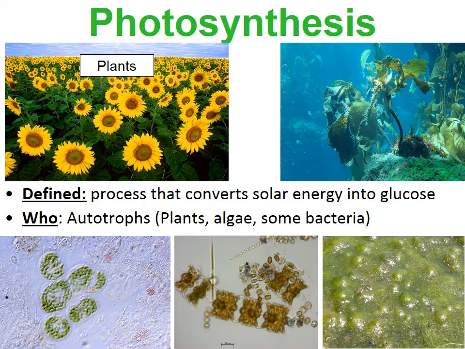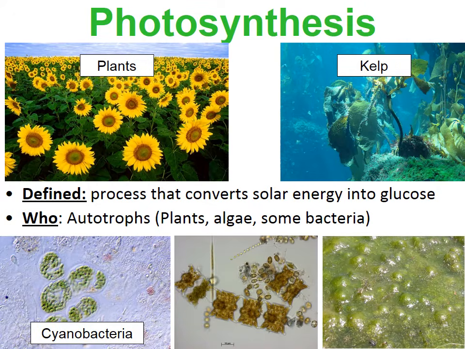In the top right-hand corner, there's a picture of kelp, which is in the kingdom Protista. In the bottom left are cyanobacteria, which are bacteria. The bottom middle, those are plankton. Plankton are also a type of Protista. And in the bottom right, we have algae. Algae is also in kingdom Protista. So there's a lot of autotrophs that perform photosynthesis besides plants.